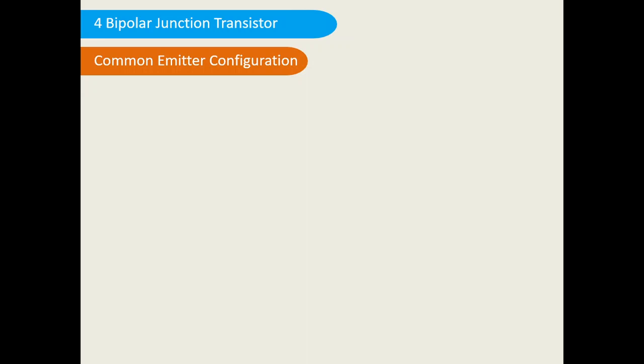Common emitter configuration, as the name suggests, the emitter will be common between the base and the collector. So the base will be the input side and collector will be the output side, and we can say emitter is common between base and collector.